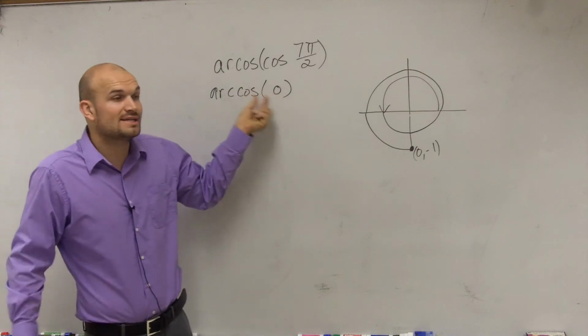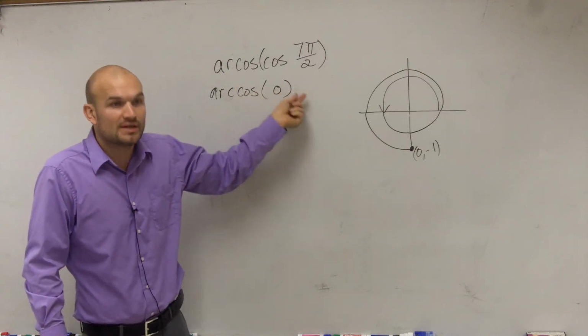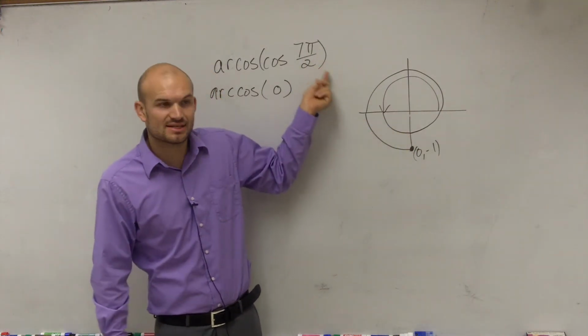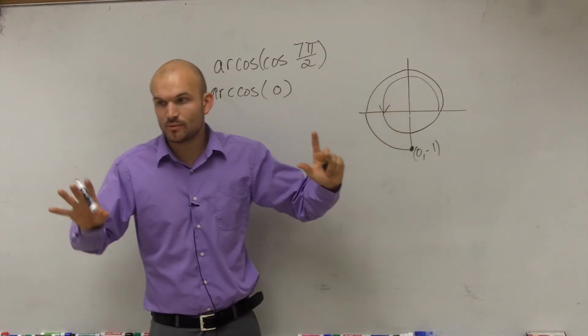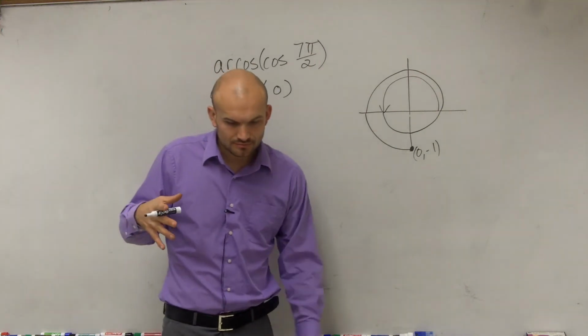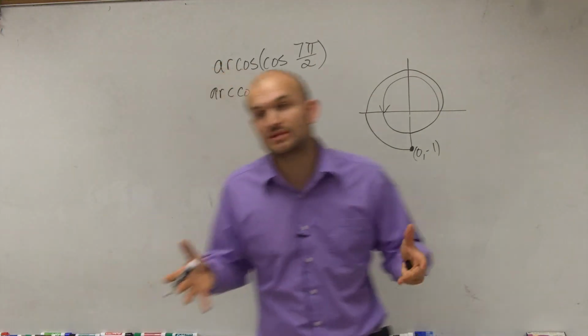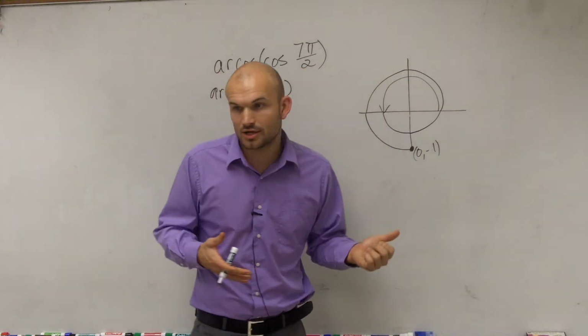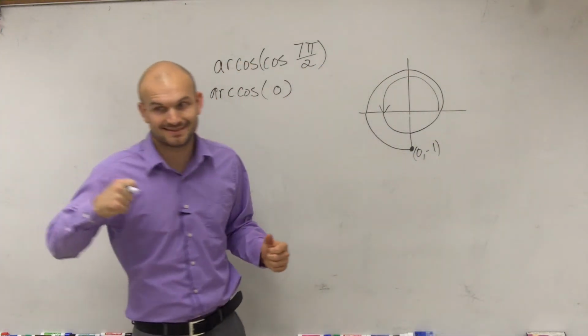So if I said what is the value of the angle when cosine equals 0, you can't simply say that it's going to be back to 7 pi over 2, because remember when we talked about finding the inverse of functions, our angle had to be within our range. And does anybody remember the range for cosine? Trevor?